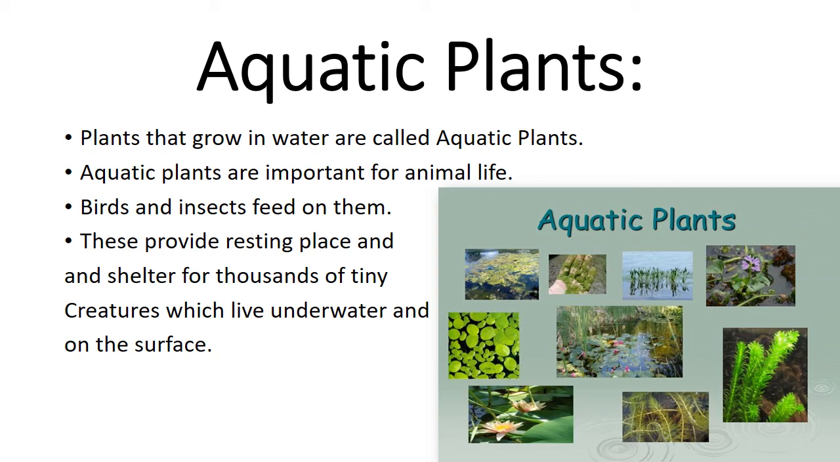So aquatic plants are very important. They provide food for birds and insects, and they also provide a resting place and a place for hiding for different types of creatures that live in water.